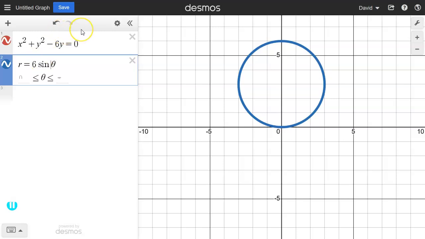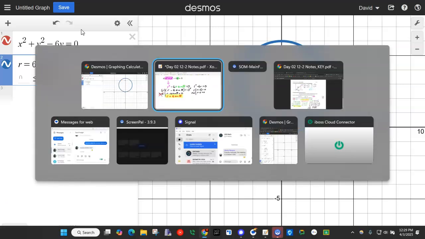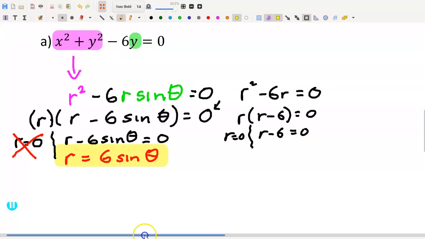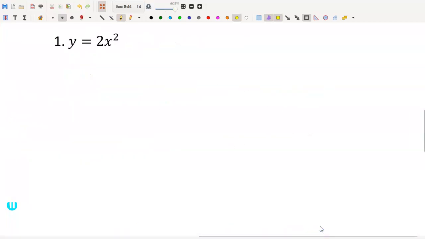So you'll be using Desmos a lot to verify your answer, especially when we get to things that are something you've never seen before, which is pretty cool. All right, so let's try another one. What we've got here is a parabola.